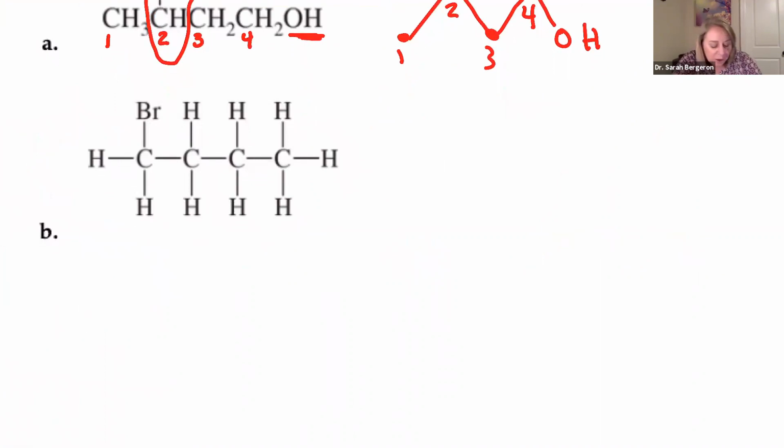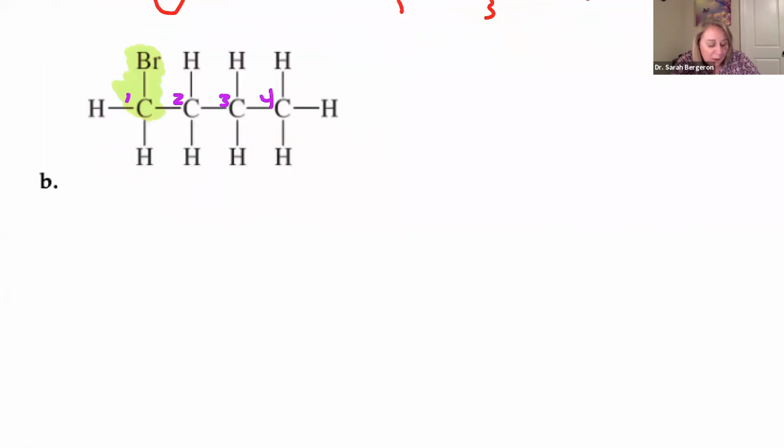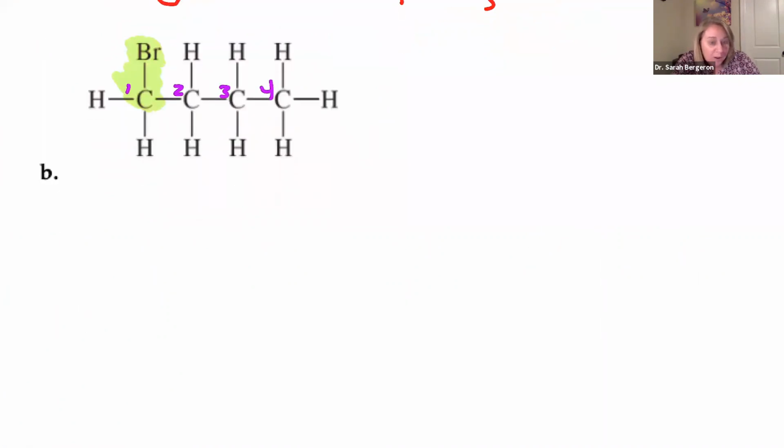So I'm gonna count my carbons, 1, 2, 3, 4, and then identify what's different. On carbon 1, I have a bromine attached, so I wanna make sure that I replicate that. Here I'm gonna start with a carbon, go up to carbon 2, down to carbon 3, up to carbon 4. Now I need to go back to my carbon 1, and add a bromine to it.